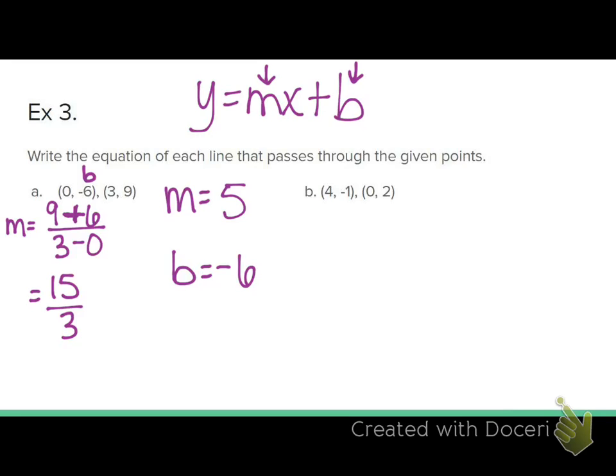Yes, you can put it over 1 if you prefer it that way. Doesn't matter to me with that one. So when we go to write our equation, we've got m and b, so we must be ready. Very good. Y equals 5x minus 6 would be our equation.